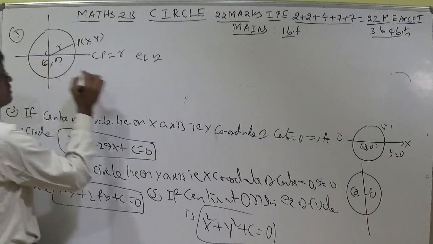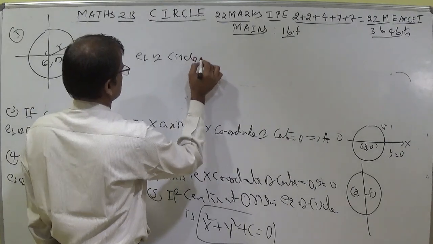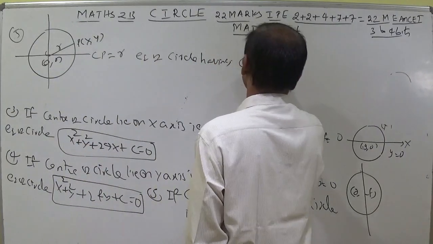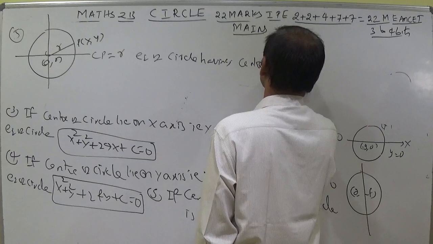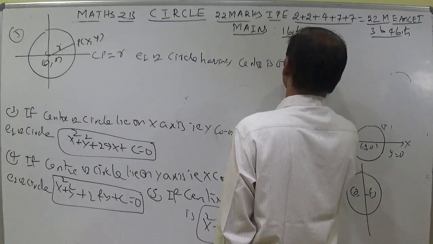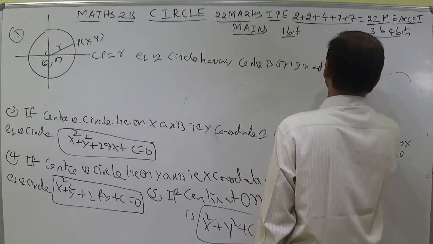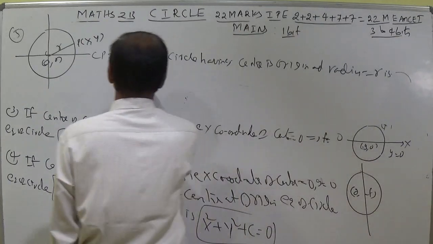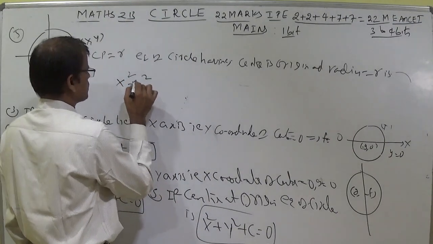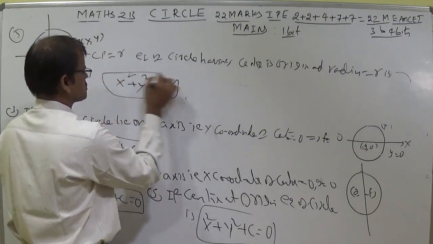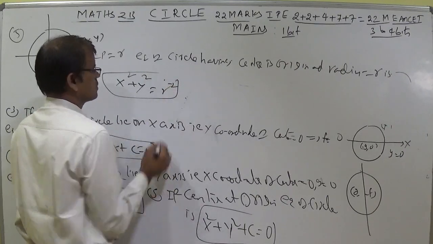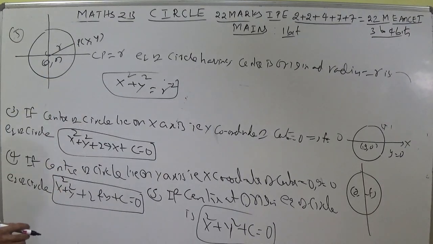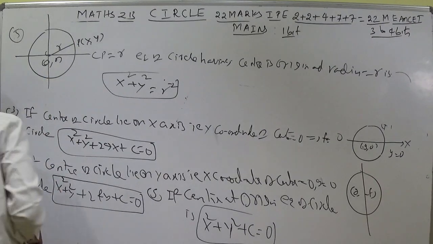I am writing the equation of the circle having center at the origin and the radius R is x square plus y square is equal to R square. You can write this one as x minus 0 whole square plus y minus 0 whole square is equal to R square.